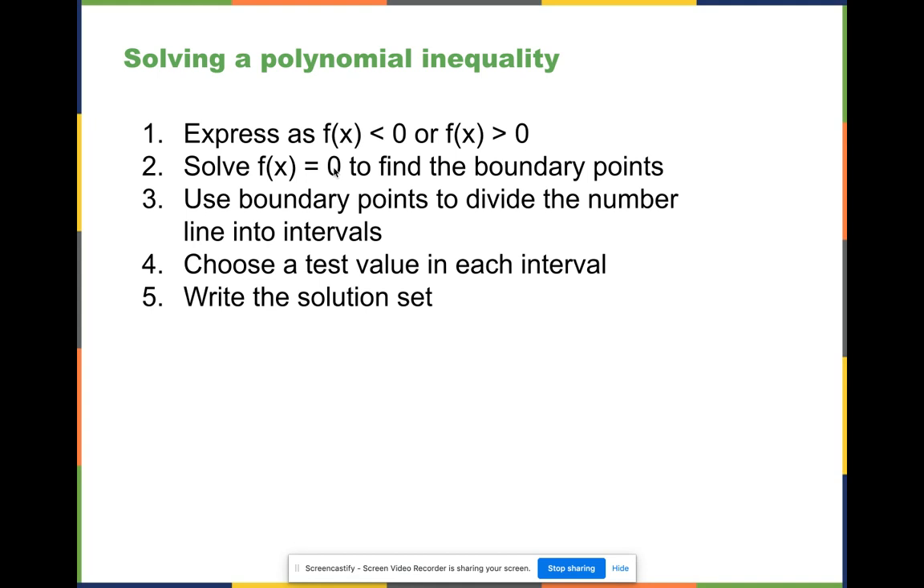Okay, the boundary points are going to happen when f of x equals 0, which means at the x-intercepts, or the roots of the polynomial, which we've been doing a lot of, right? We've practiced finding zeros or roots of polynomials. So we're going to find those zeros or roots, and those are going to be our boundary points. We use those boundary points to divide the number line into intervals. We choose a test value in each interval to see if the original inequality is true, and then we write the solution set. So let's do a few examples.